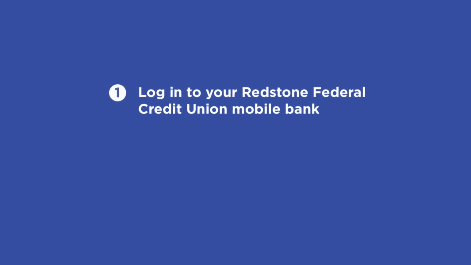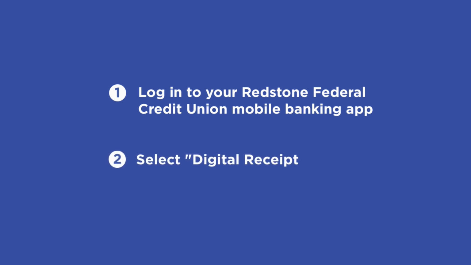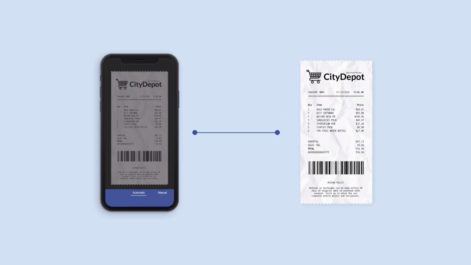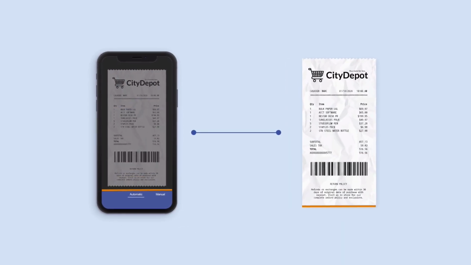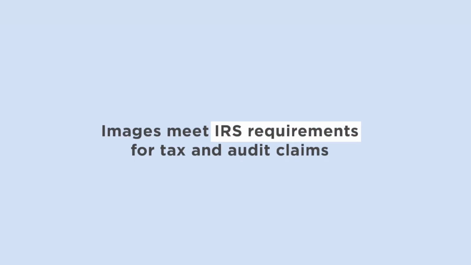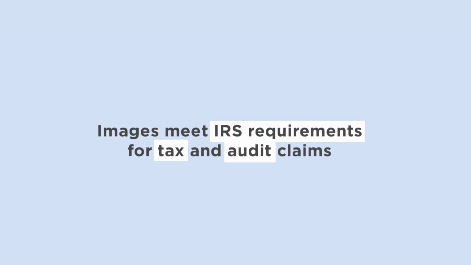Here's how it works. Log into your Redstone Federal Credit Union mobile banking app and select Digital Receipts from the More menu. Start with capturing a receipt. Hover over the receipt and let the camera do all the work. Double-check to make sure your receipt capture is clear. These images meet IRS requirements and can back up tax and audit claims.